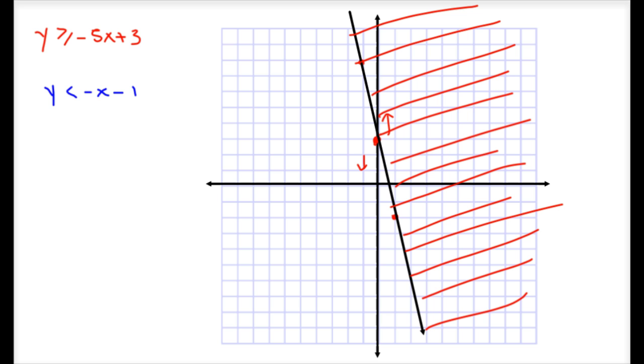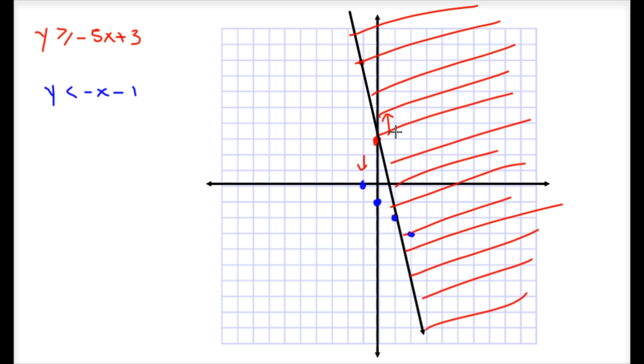All right, second equation. In blue, we got y is less than negative x minus 1. Again, finding my y-intercept, negative 1. Start there. I'm going to plot that one in blue. My slope is what? Negative 1. So I'm going to go down 1, right 1, down 1, right 1, or up 1 and left 1.